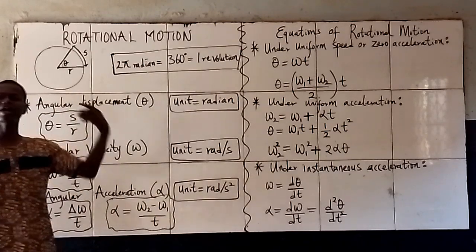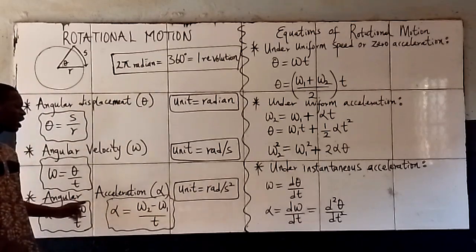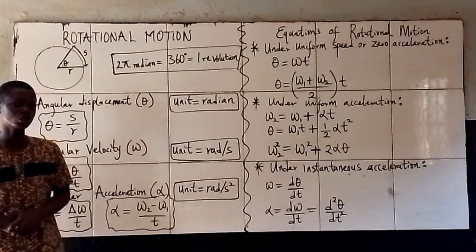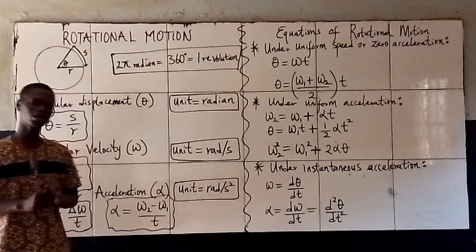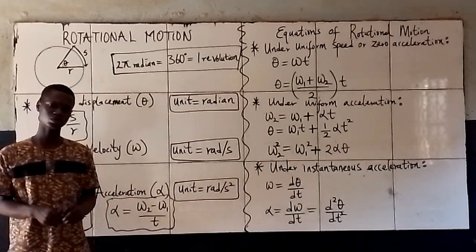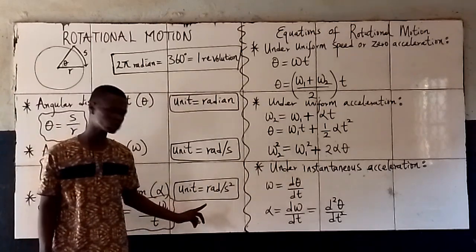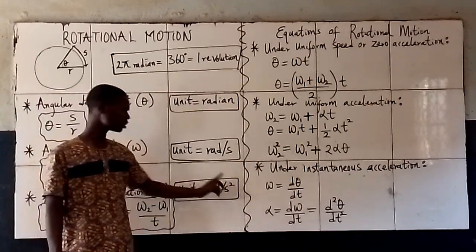Now if you were asked to find angular acceleration, mind you this is different from the normal linear acceleration. So we'll be applying a different formula to get our angular acceleration. Angular acceleration is symbolized by alpha, as you can see here, and the unit is what? Radian per second squared. Observe the difference.